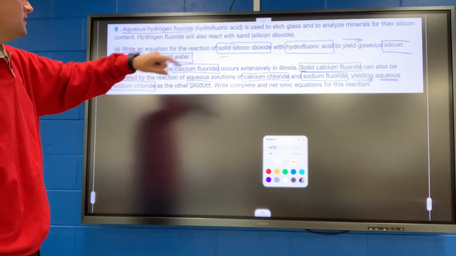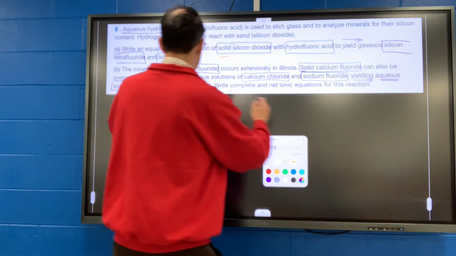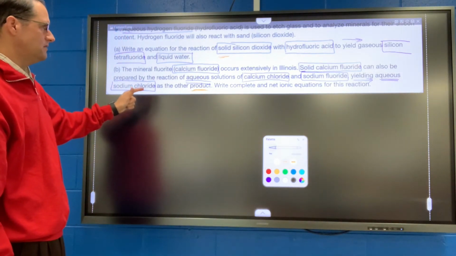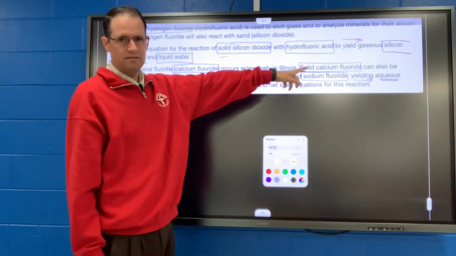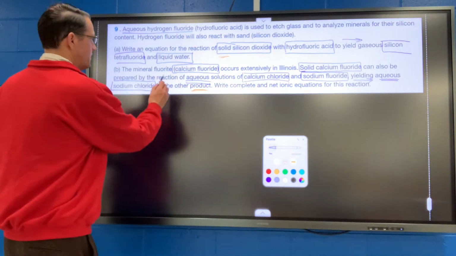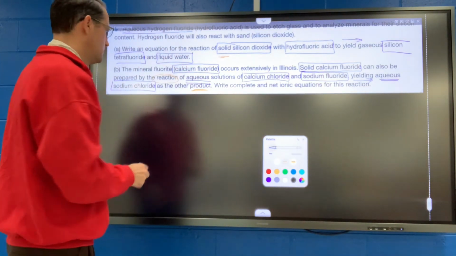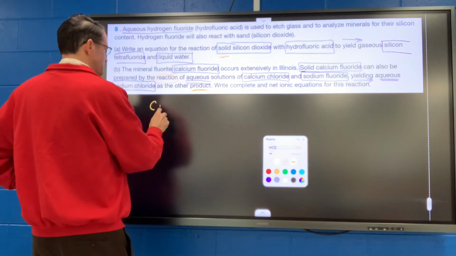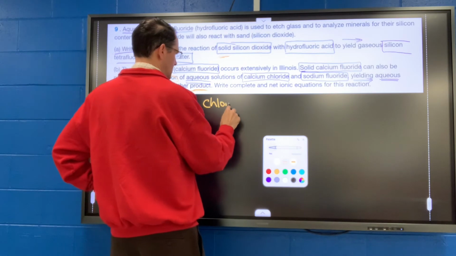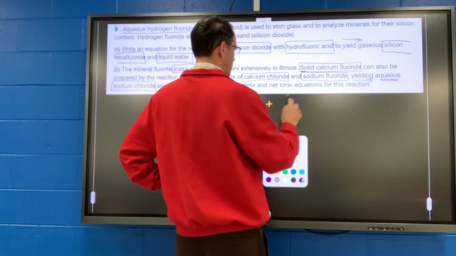Solid calcium fluoride can be prepared. So that's going to be the product. That's the other product they're talking about. So we don't want to start with calcium fluoride because that's the thing we're preparing. What we want to do is the reaction of aqueous calcium chloride and sodium fluoride. So calcium chloride, which is going to be aqueous, is going to react with sodium fluoride.